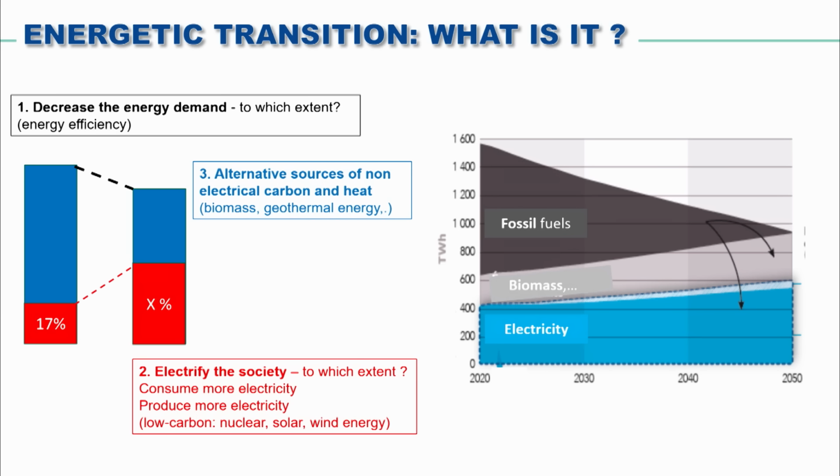This is very important because the world will not be 100% electrified. And I must say that the cry "decarbonize the planet" is quite inappropriate because the planet is very carbonized and will be very carbonized in the future. We will need alternative sources of non-electrical carbon and heat, and biomass will be part of it. We have heard critics about it, but for the moment it's mainly wood, and as you can see, the gray part will increase, but to a minor extent.